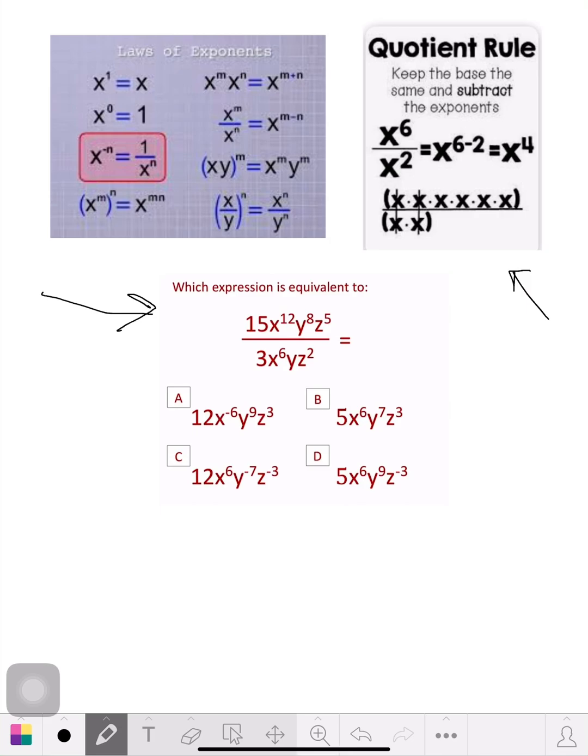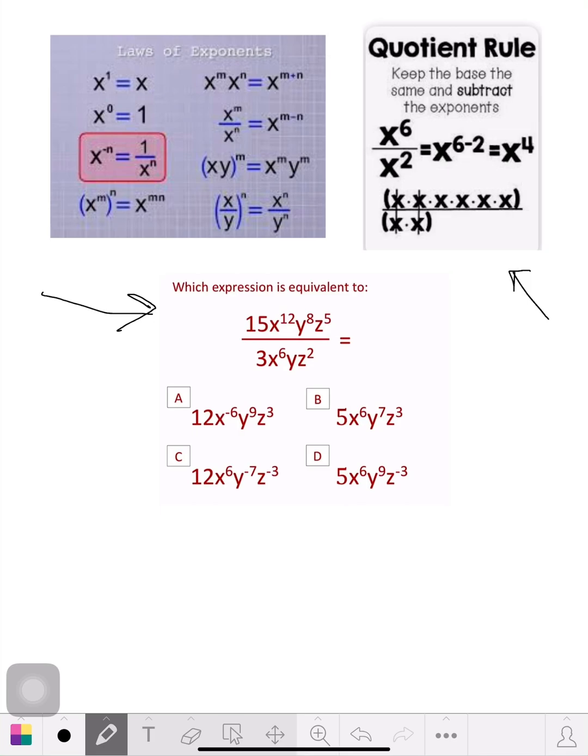You can almost take 15, and then x, 12 of them across, then y, 8 of them across, and z, 5 across. So you'd have a big long thing. And then below, you could take the 3, and the x 6 times, and y once, and z twice, and then just start crossing them off and see what you come up with.